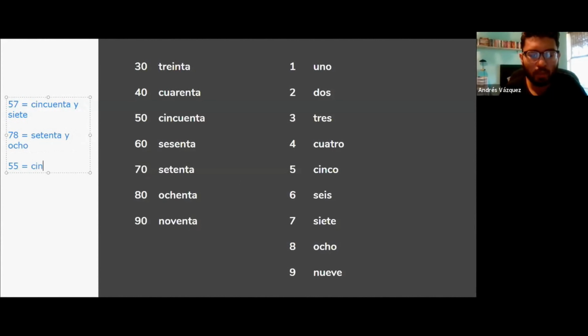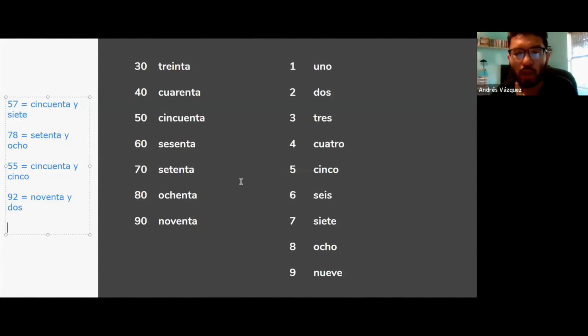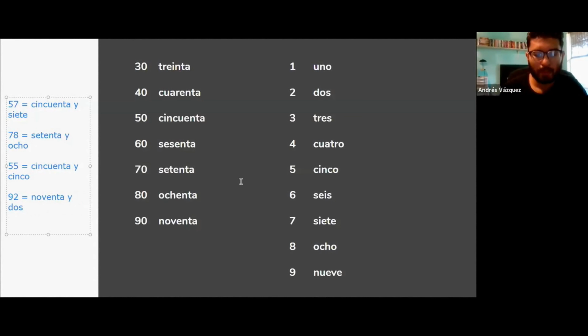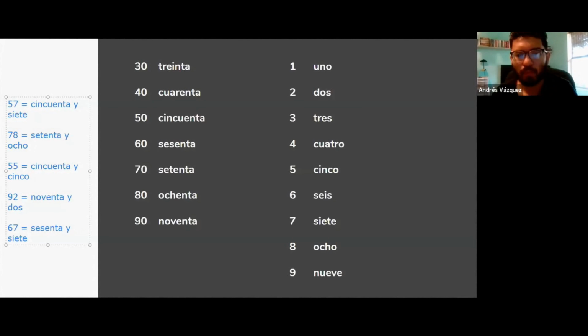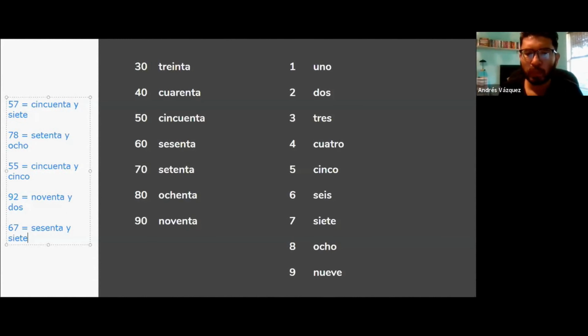55, for example, 55. 92, so 92, just 92. 67, which is 67. So I think once we identify the pattern, once we become familiar with the pattern, it becomes fairly easy to come up with the numbers that we see, no?